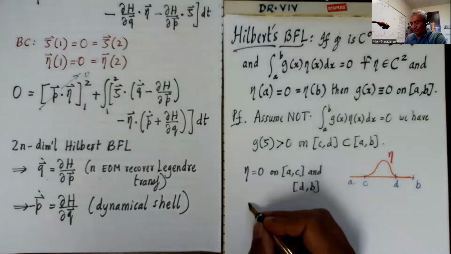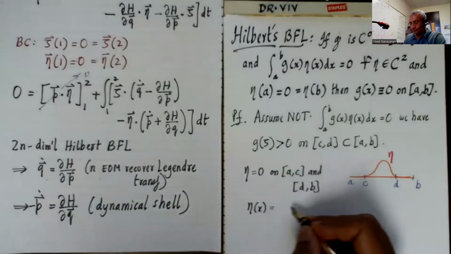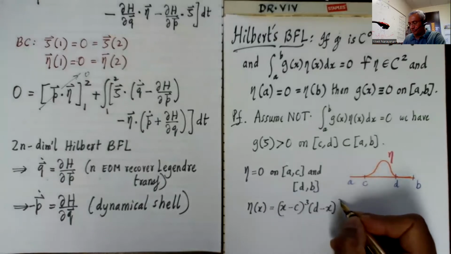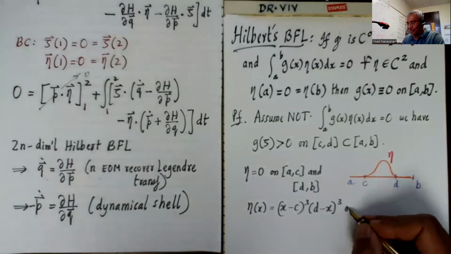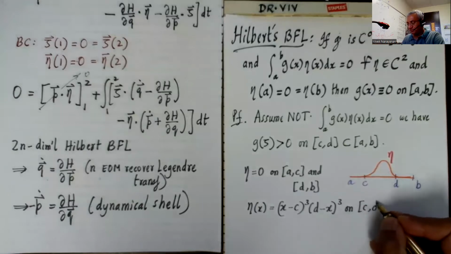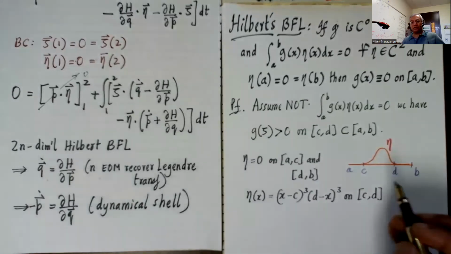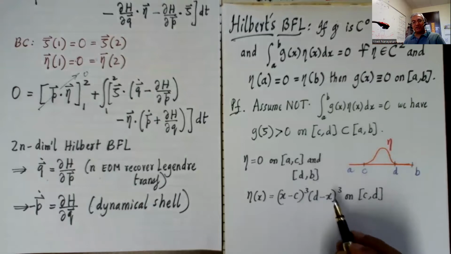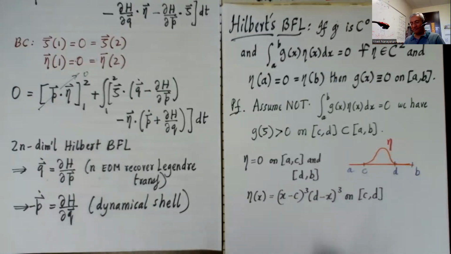So the bump is defined as follows: x minus c cubed times d minus x cubed on the interval CD. Now this actually has that pleasing shape that I wrote. Why do you choose this? The cube is there to make sure it's C2. It is differentiable twice and it vanishes at C and D. That's why the cube is there, okay?